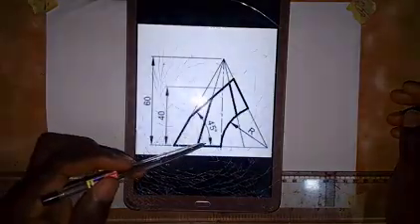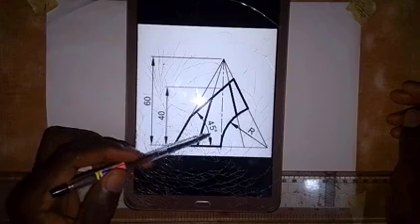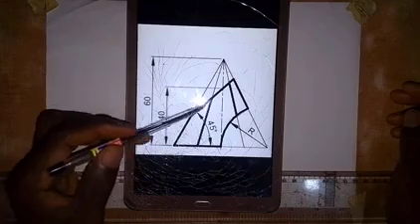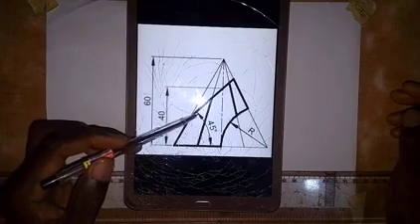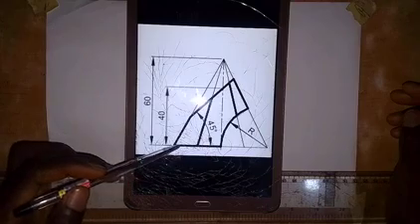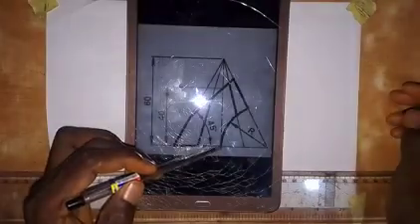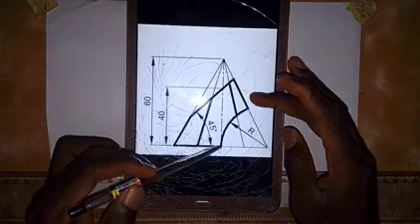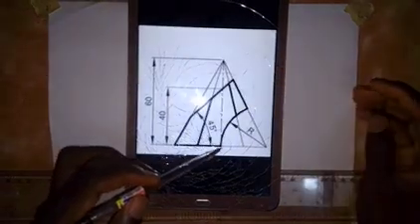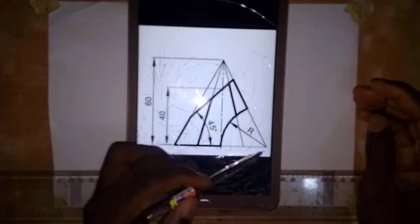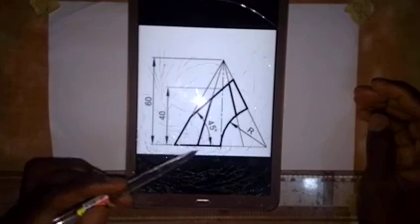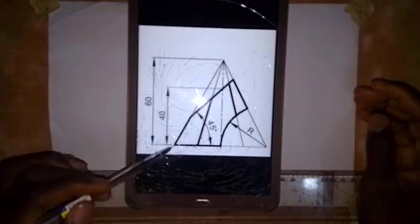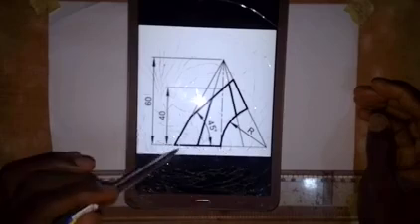Then this line is the cutting plane up here. The cutting plane is at an angle of 45 degrees to the horizontal, and this radius is half of the total distance from here to here, which is supposed to be the distance across corners, though it is not written here, but I'm going to take it as 60 millimeters.